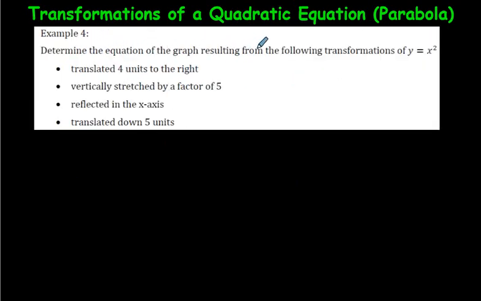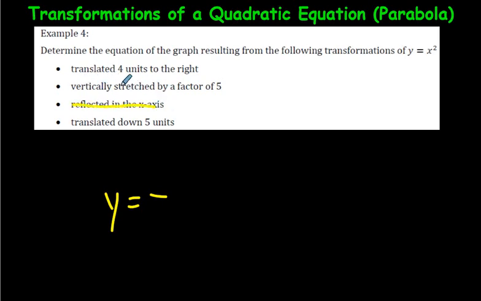Determine the equation of the graph. So here's a situation where they give you the different clues about what's going on to this mother of all parabolas, and you're supposed to write the equation. So let's do that right here. Okay. Translated 4 units to the right, vertically stretched by a factor of 5, reflected in the x-axis, translated down 5 units. Let's start with the very beginning. It says reflected in the x-axis. That means it's flipped upside down. So I'm going to put a negative sign. Okay, so we're done that one.